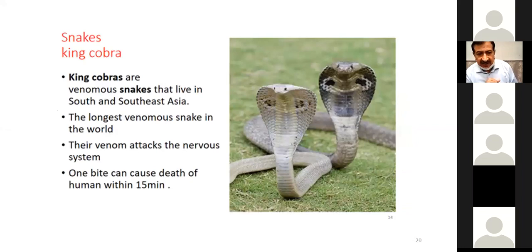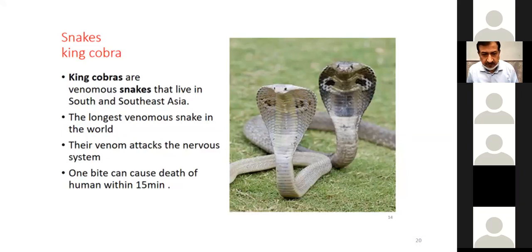Among all the poisonous snakes, the cobra is called the king cobra. King cobras are venomous snakes that live in South and Southeast Asia, which includes Pakistan, Bangladesh, Nepal, India, Sri Lanka. The longest venomous snake in the world is found in our area, Southeast Asia. They are venomous to the nervous system. One bite can cause the death of a human within 50 minutes.